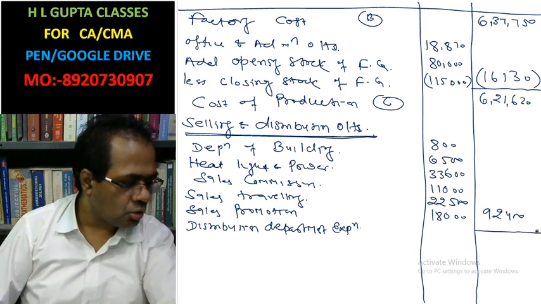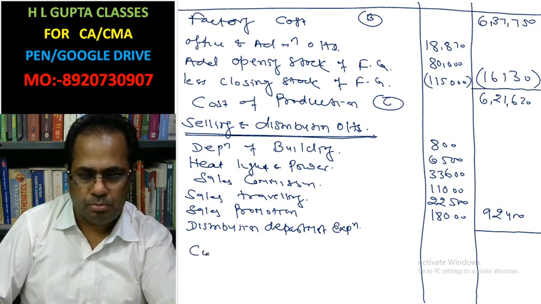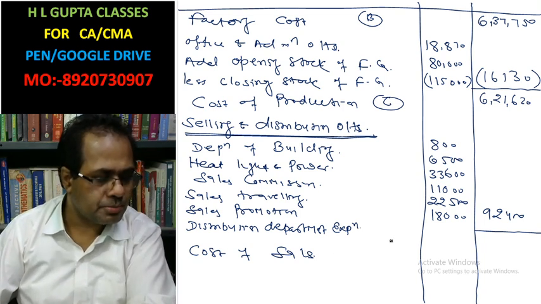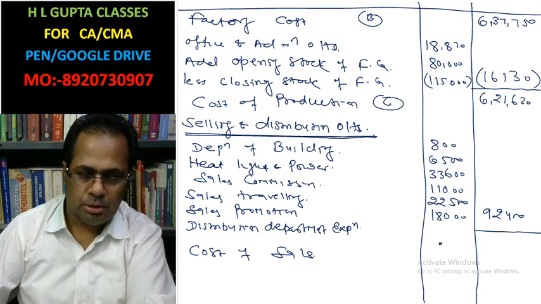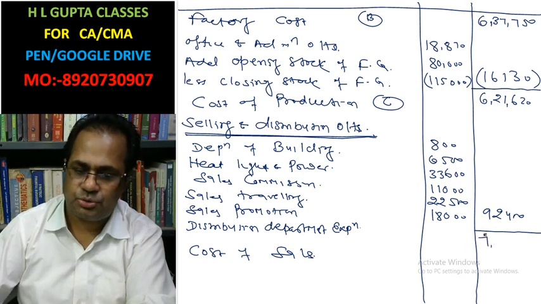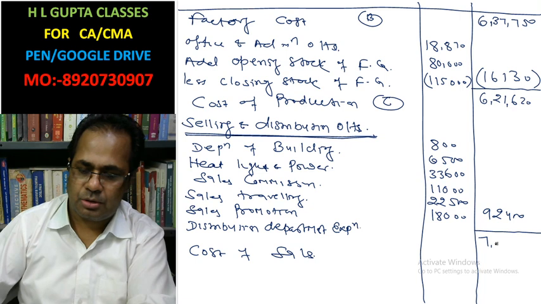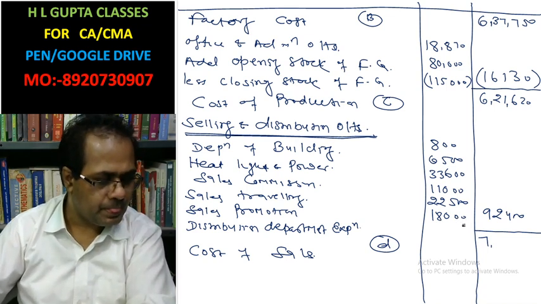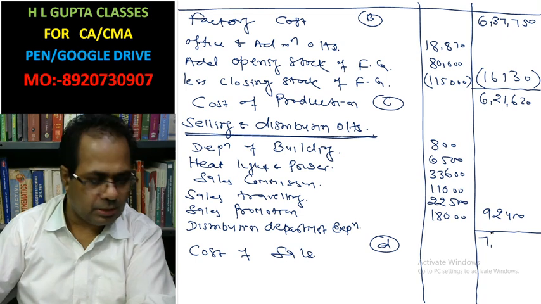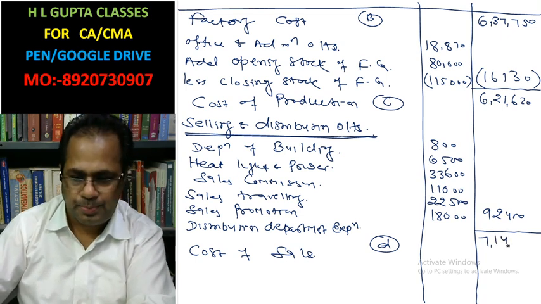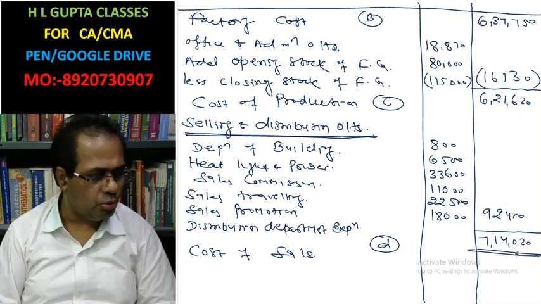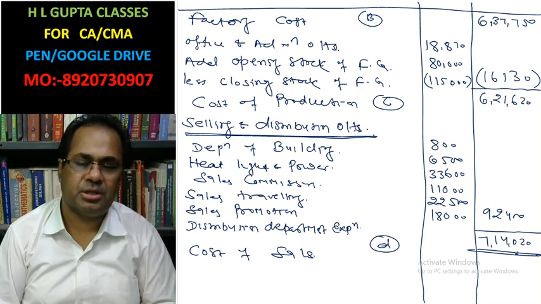Now, cost of sale. Cost of sales you have 7 lakh. After adding these two, that is D part. Cost of sale, that is D, 7 lakh 14,020. Now we have to make the profit and loss.